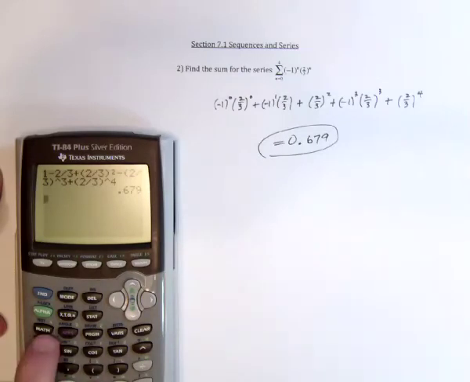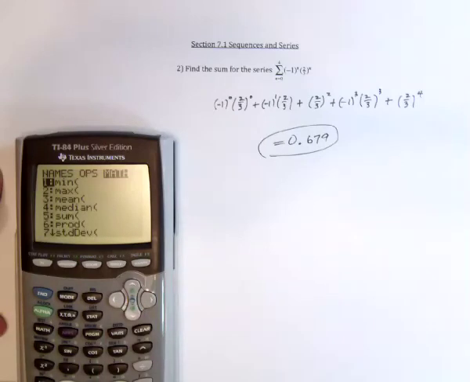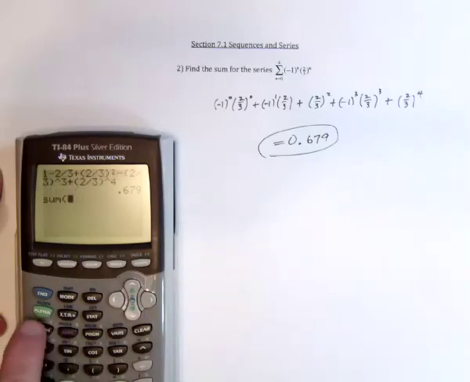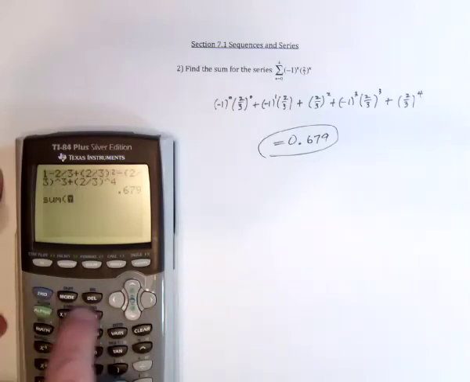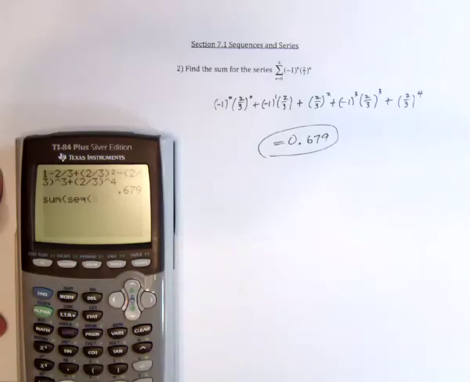So under list, second list, go over to math, and the fifth one down is sum. Go back to list, this time move to operations. The fifth one down is sequence, and then sum this sequence.